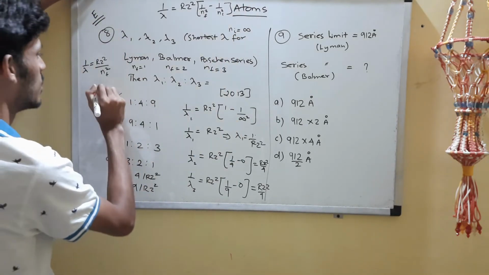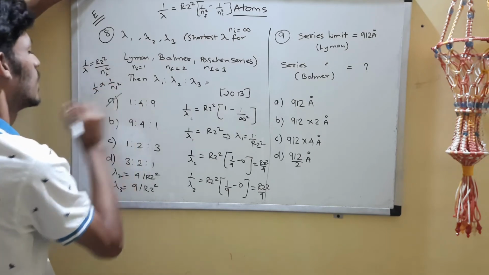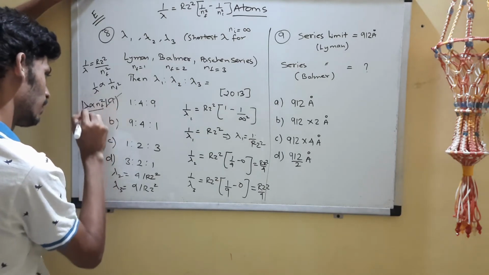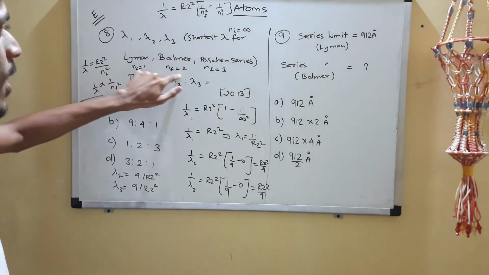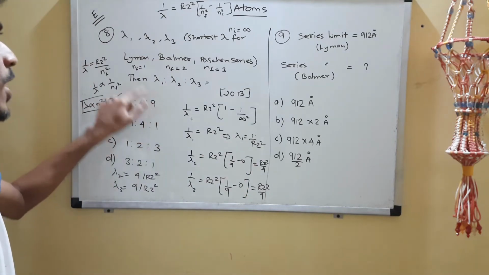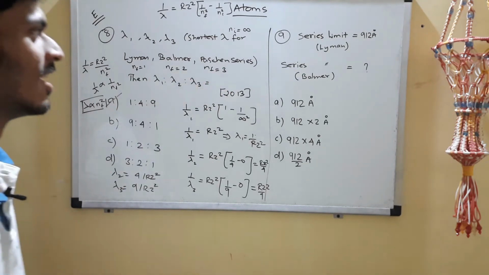Okay, these two are constants. You can see that 1 by lambda is directly proportional to 1 by nf square, or lambda is directly proportional to nf square. This is 1, 2, 3, and lambda is proportional to their squares, right? So 1 is to 4 is to 9, 1 square, 4 square, 9 square. So that is the short trick over here.